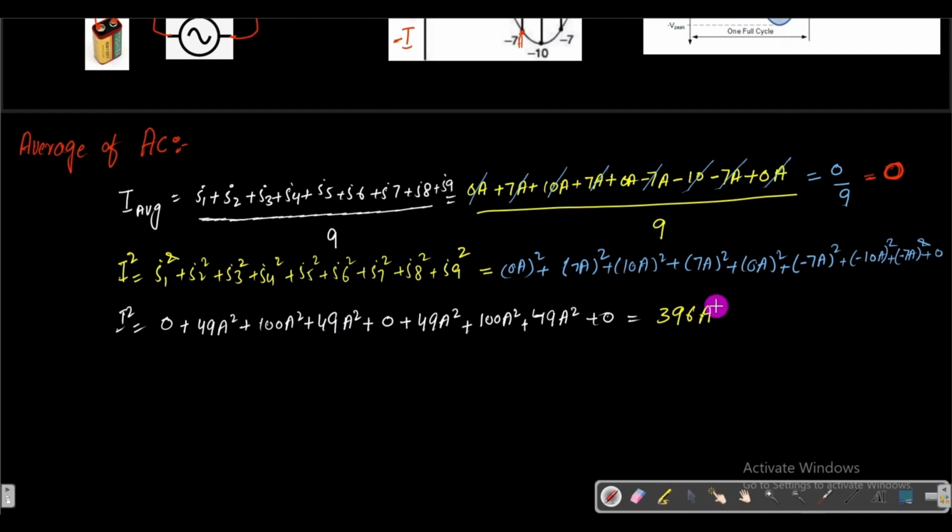396 ampere square. Okay, so this is the value of I square, 396 ampere square. This is actually the I square. Now I'm going to take the average of this.